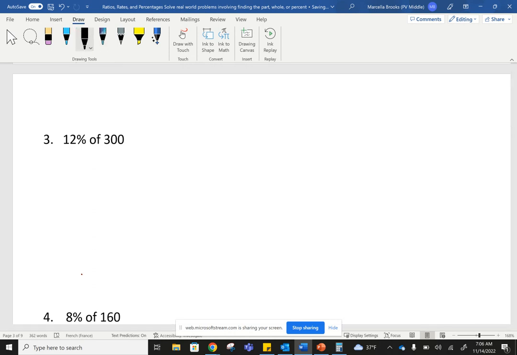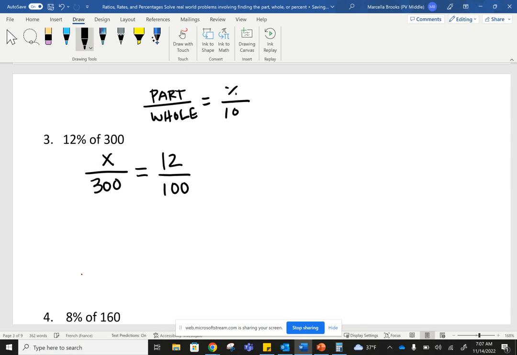So let's see. So 12% of 130. So 12%, that always goes here, 12 over 100. And then of 130, remember of means that's the whole. So it's of, and then we put x on top because we don't know what the part is. So remember, part over whole equals percent over 100. And then part is, whole is of. The is will come in more handy soon.